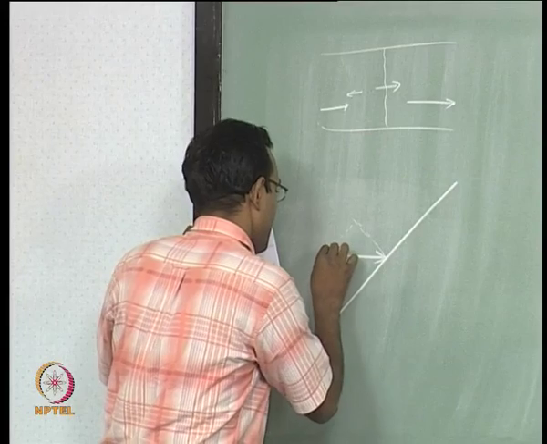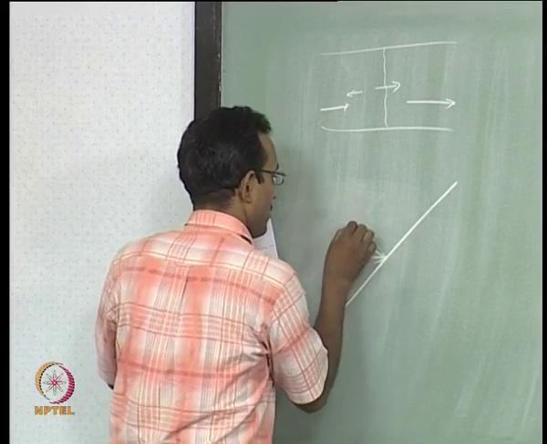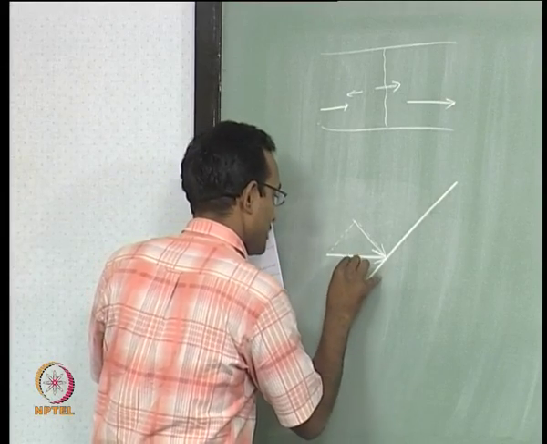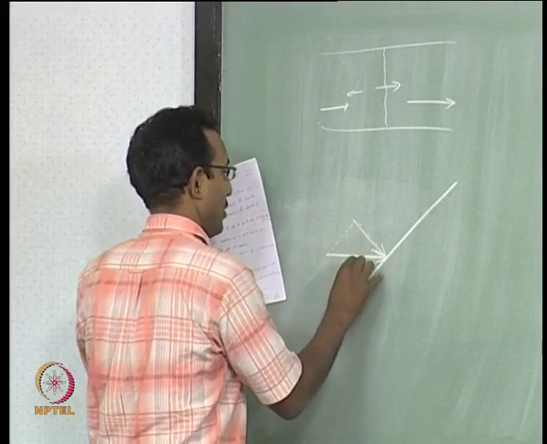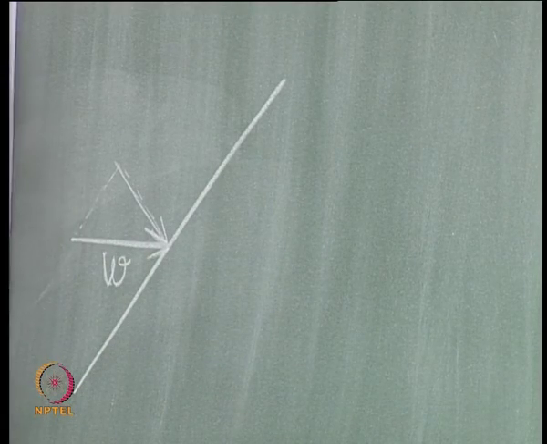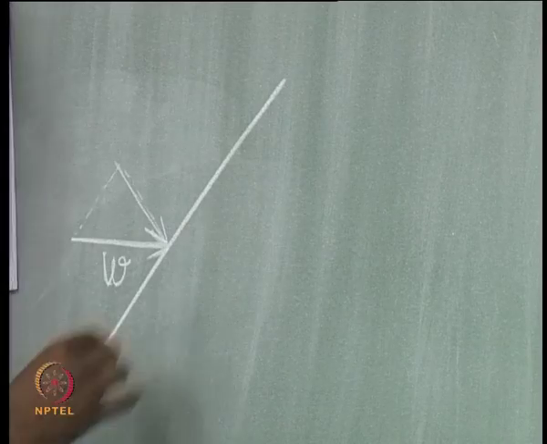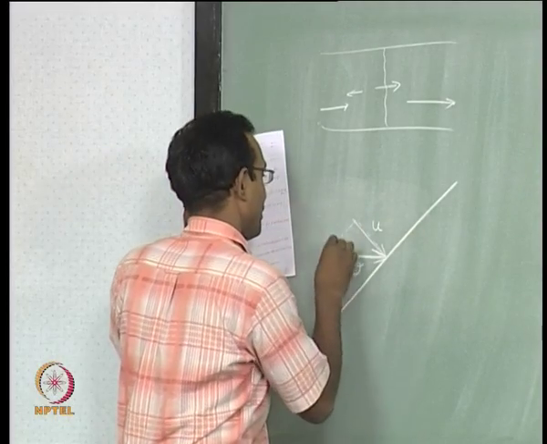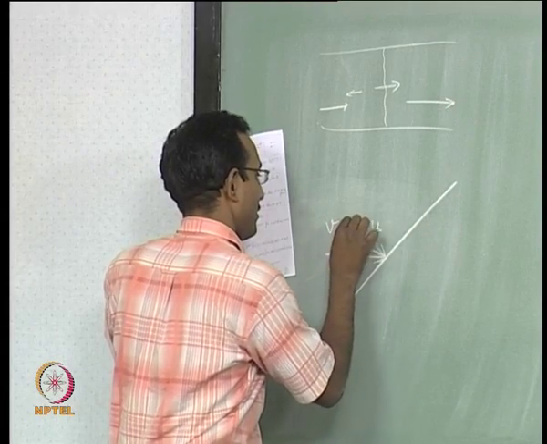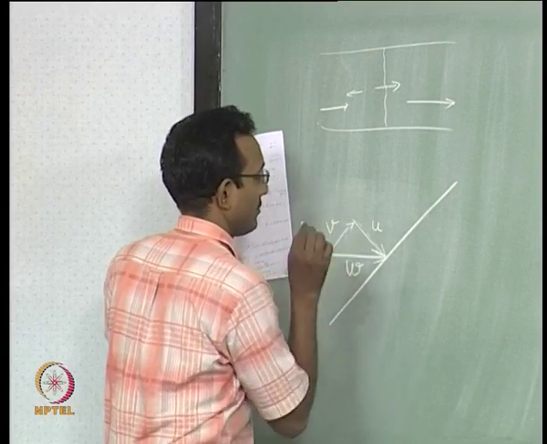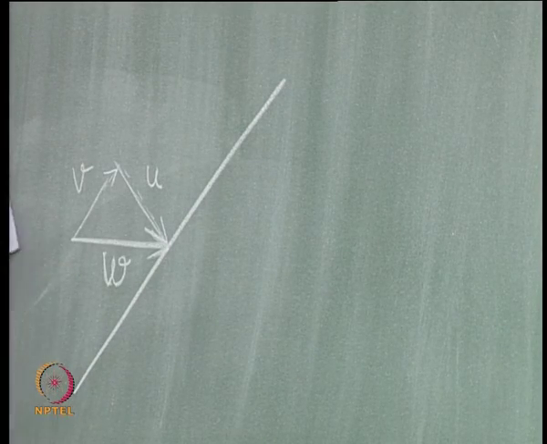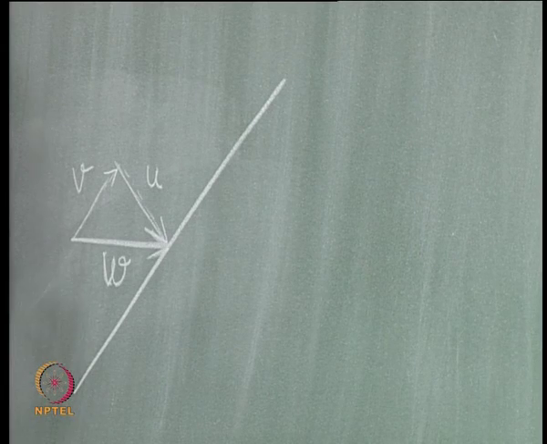And let us call this my w velocity, small w. I want 3 different variables for velocity. I am going to use u, v and w. I will have u here, v here, and w is the total. The net velocity will be this. These are the components. This is how I am defining it.